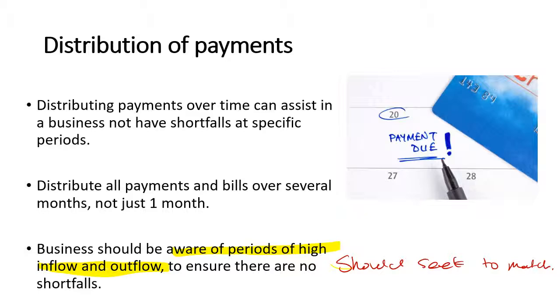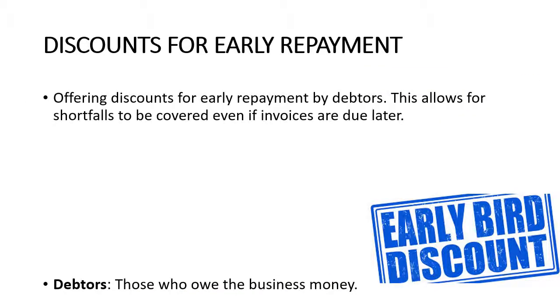Okay, so if I know my biggest bill of the year is my rent, and that comes in December, and my highest trading period is December, I'll try and match those so I don't have any shortfalls. Next one, discounts for early repayment.